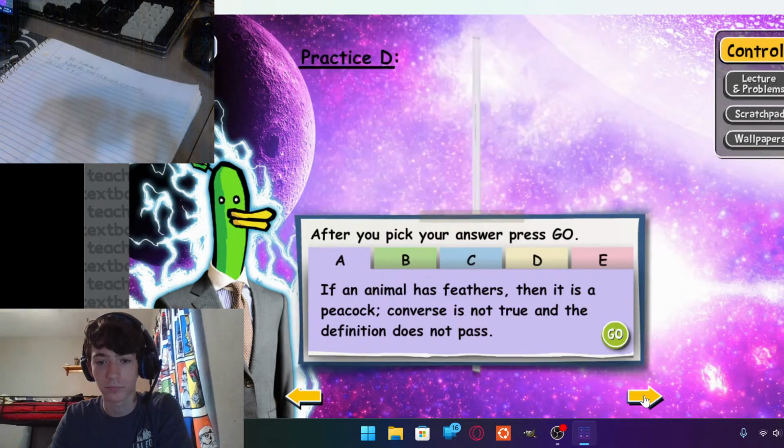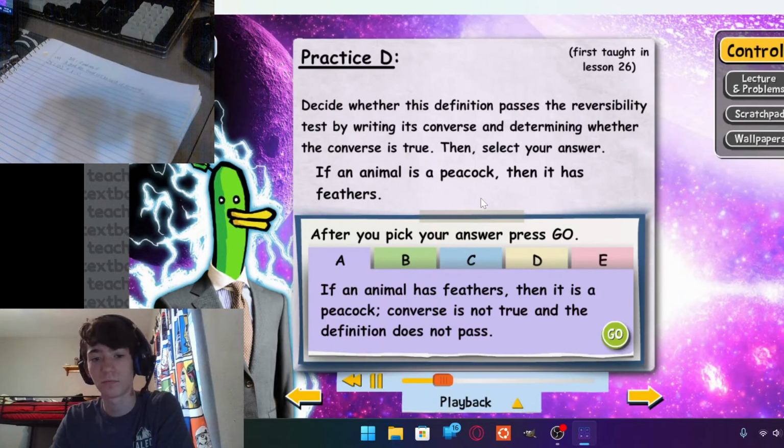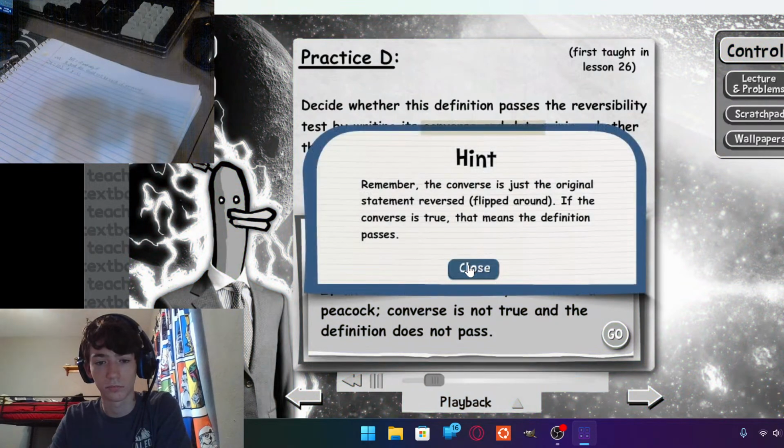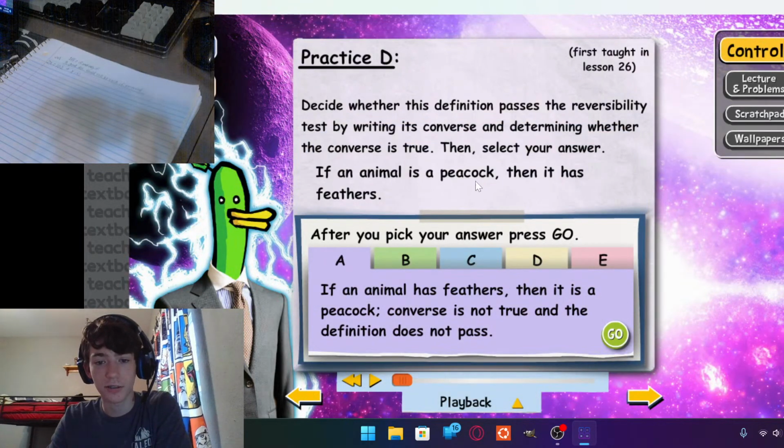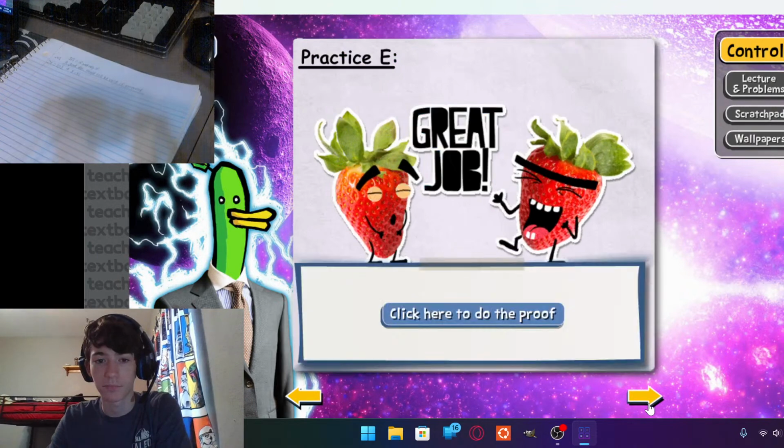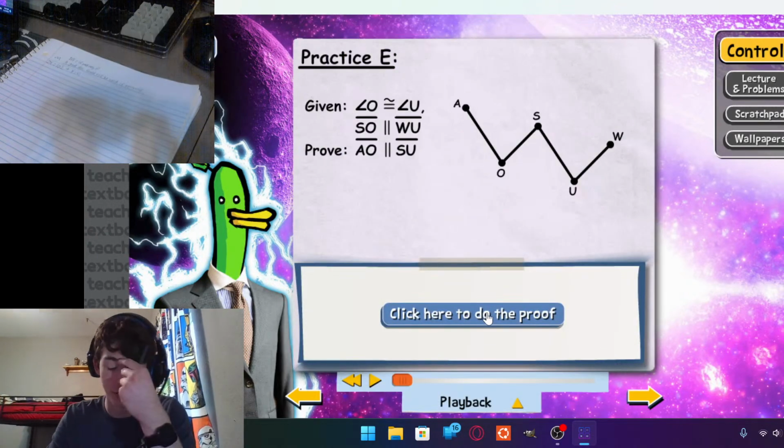Okay. You need to write the converse of this statement and decide whether it's true or false. Then select the correct answer. If an animal is a peacock, then it has feathers. Remember, the converse is, okay, so this right here is the if statement, and this right here is the then statement. So we have to flip those around. If an animal has feathers, then it is a peacock. That is not true. So I'm gonna go with this one. Perfect. Okay. Oh, I hate these ones so much.